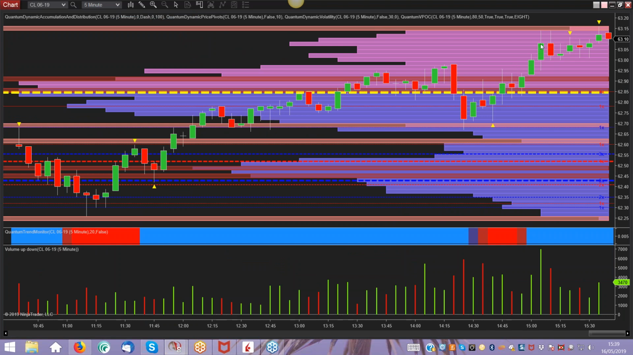Bit of weakness early on, you saw it here, wicks to the upper body and to the lower body there, bit of indecision. More weakness here. This is not a particularly strong move for the time being. It's grinding its way higher. We've got an increase in volume on those last 2 candles, so there is some upside momentum here. Trend monitors blue supporting that move for the time being.